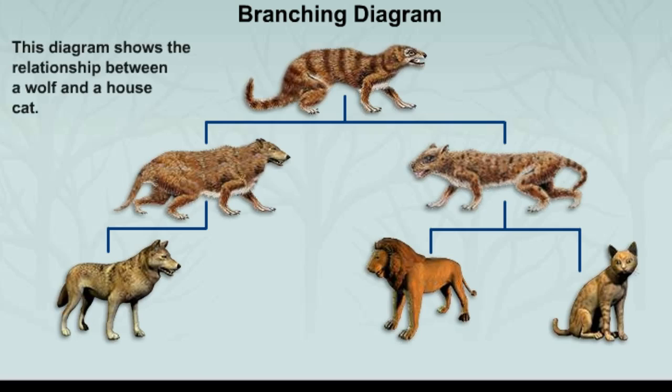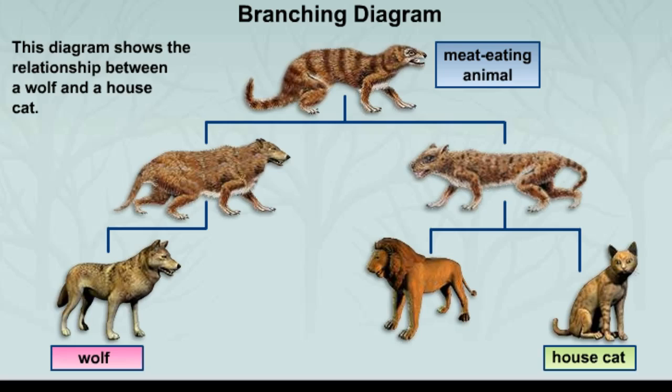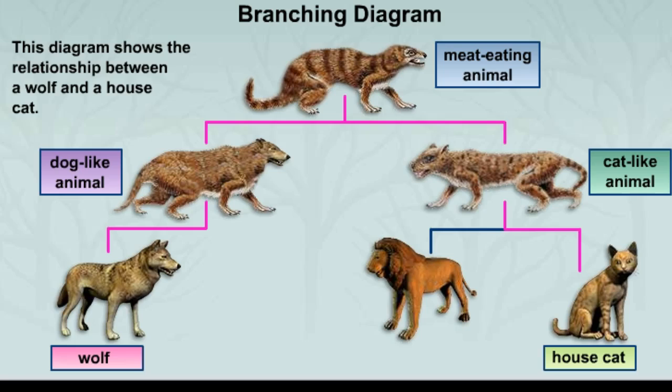This type of branching diagram shows the relationship between a wolf and a house cat. They both can be traced back to an organism that ate meat because they share this characteristic. The branch in the diagram shows that wolves and cats changed in different ways. As you see, the wolf developed from a more dog-like animal. The house cat developed from a more cat-like animal. Also, notice that the diagram shows that a cat shares more similar characteristics with a lion than a wolf.